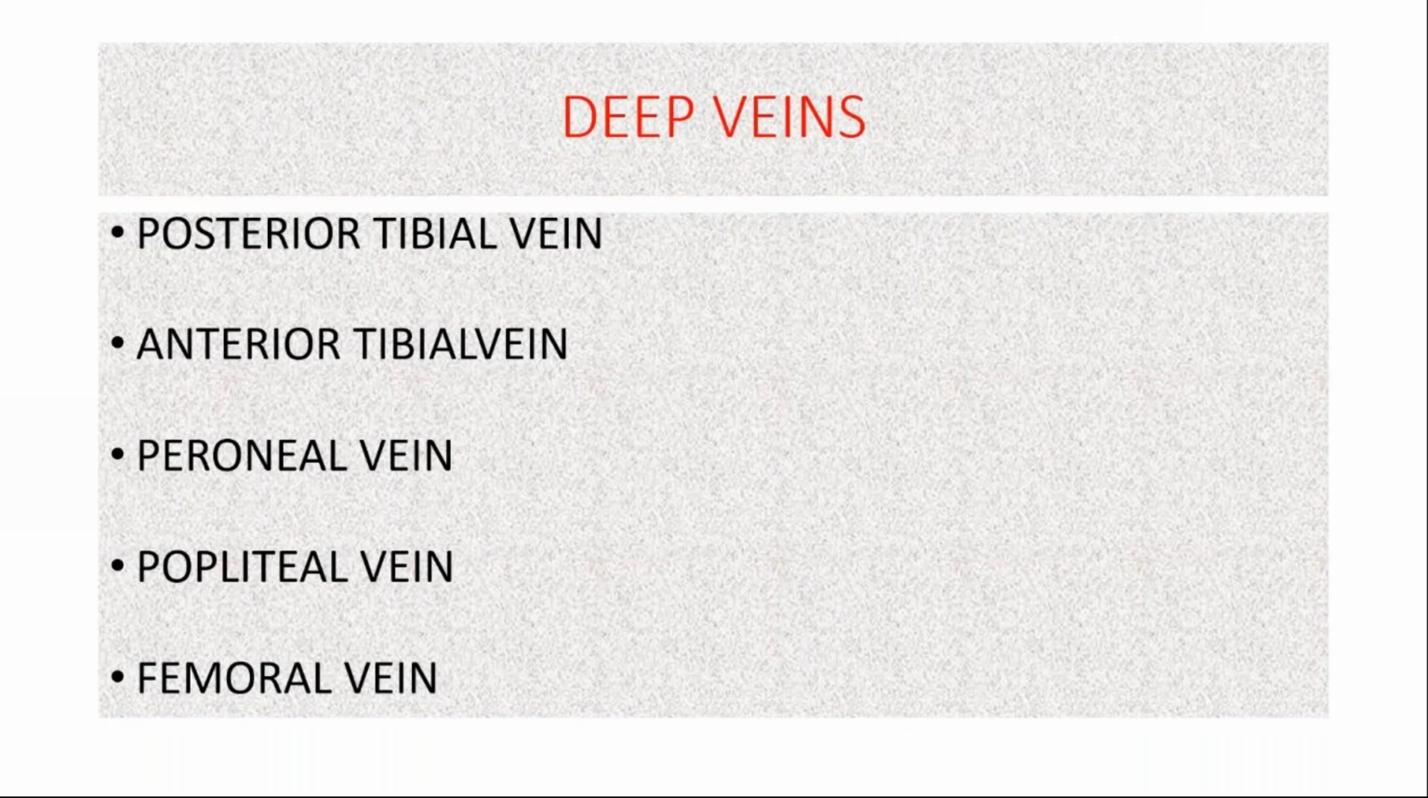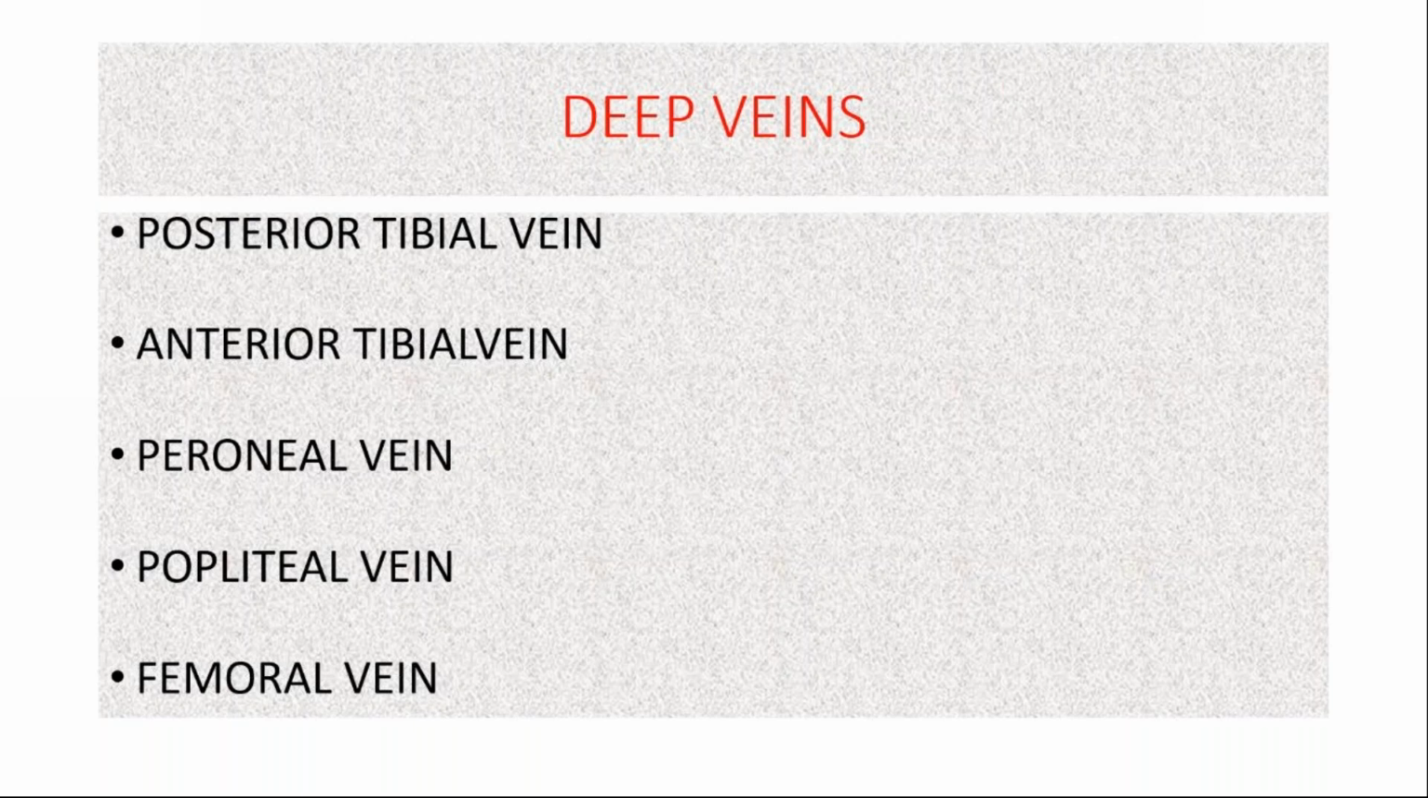Then we have deep veins also. The deep veins are actually the veins accompanying the arteries of the lower limb. The arteries of the lower limb are, to start with, the femoral artery, then the femoral artery continues as the popliteal artery. The popliteal artery continues downward, and it divides into the anterior and posterior tibial arteries, and of course the peroneal artery.